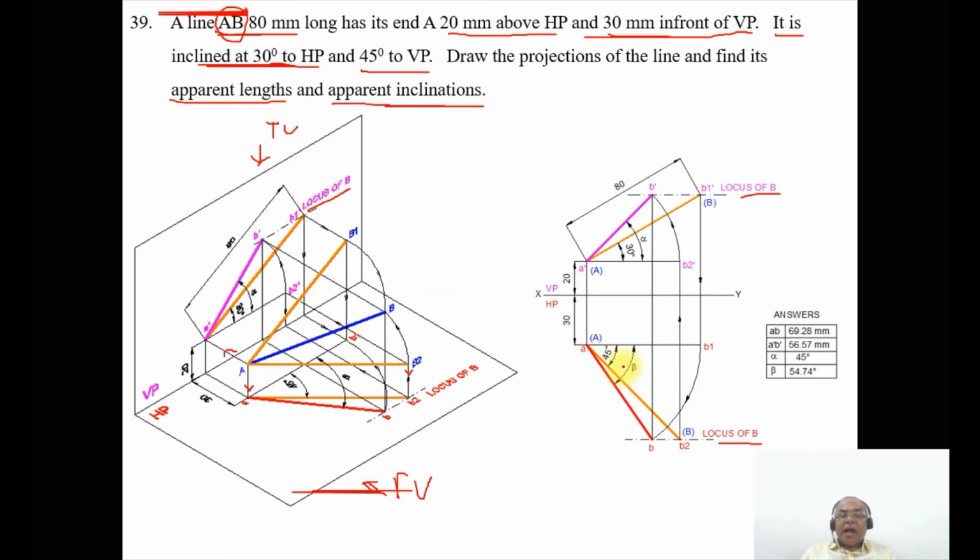in the problem. As we know, this line is in true length in the vertical plane. True length means it is inclined to VP and parallel to HP. So as we know that it is the true length in VP, the line should be parallel to HP.